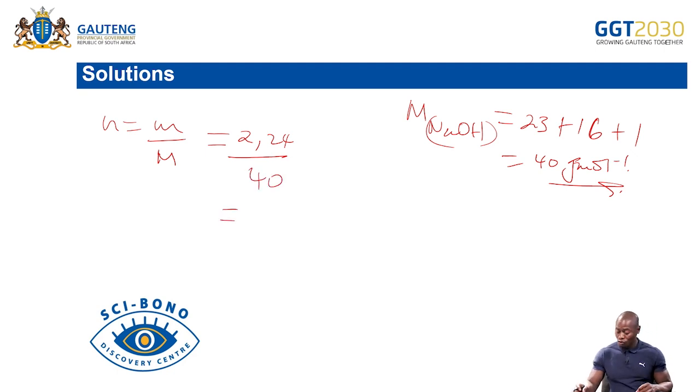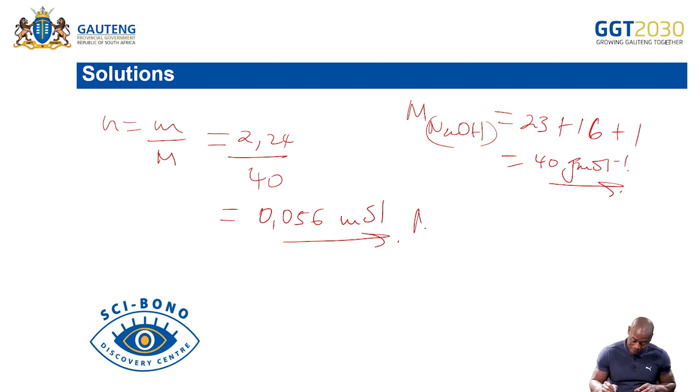Then the number of moles will be 2.24 divided by 40. All right? Which is 0.056 mole. So these are the number of moles of sodium hydroxide. Then that is our question 1A.